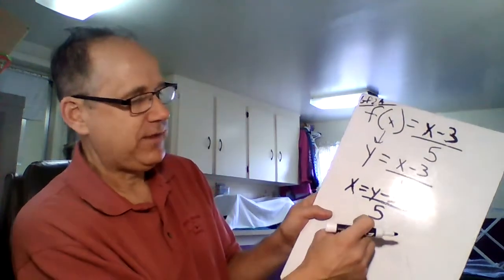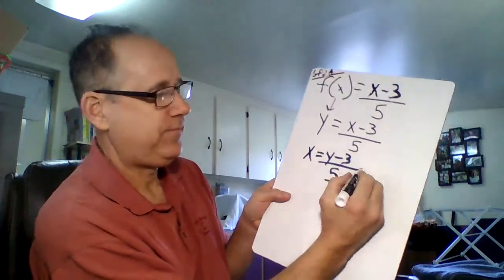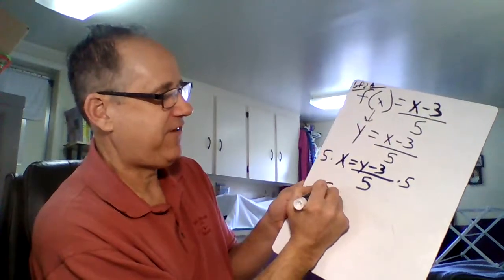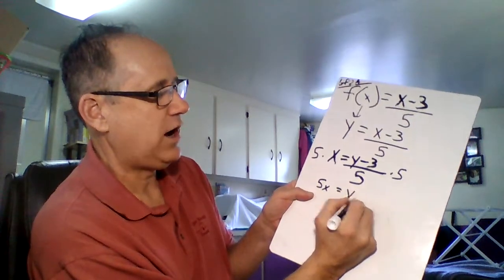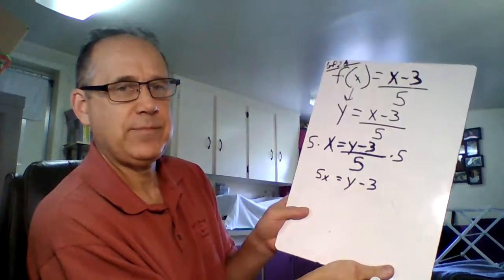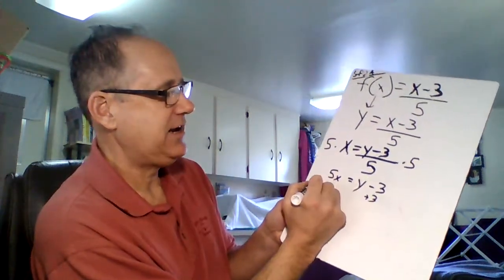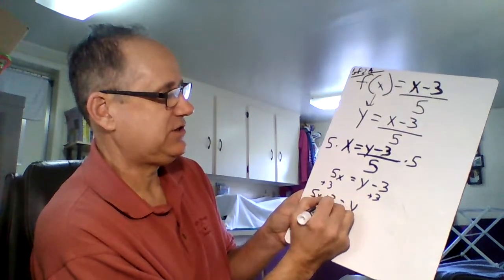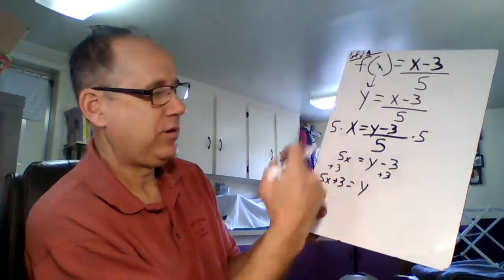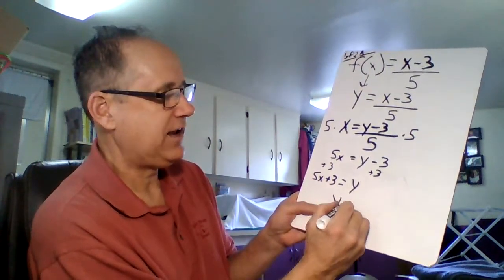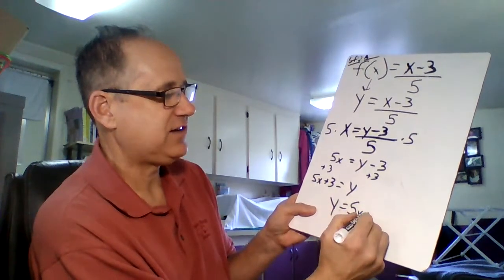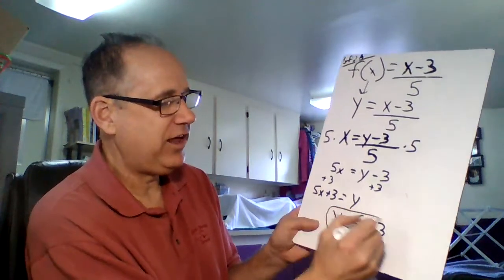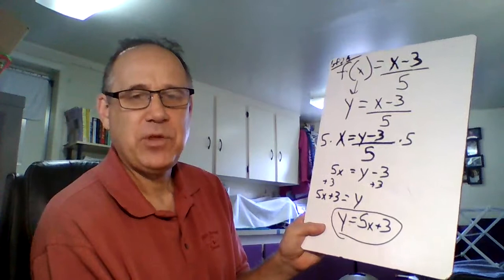So in this example, I want to eliminate my denominator. Times 5, times 5. Now I have 5x equals y minus 3. Add 3. Y equals 5x plus 3. Put it back in slope-intercept form. So now this is easy to graph once I put it back in.